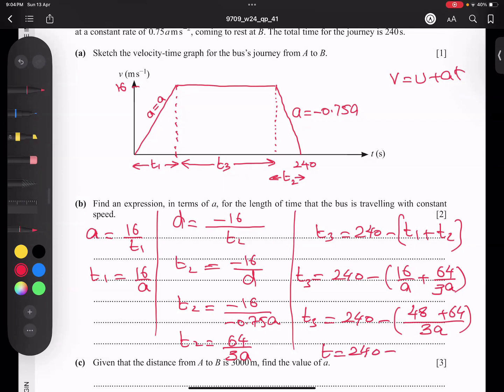I got 112 divided by 3, so I got 112 over 3A. This is my final answer. If I stop here, it is even a correct answer. So no problem at all.